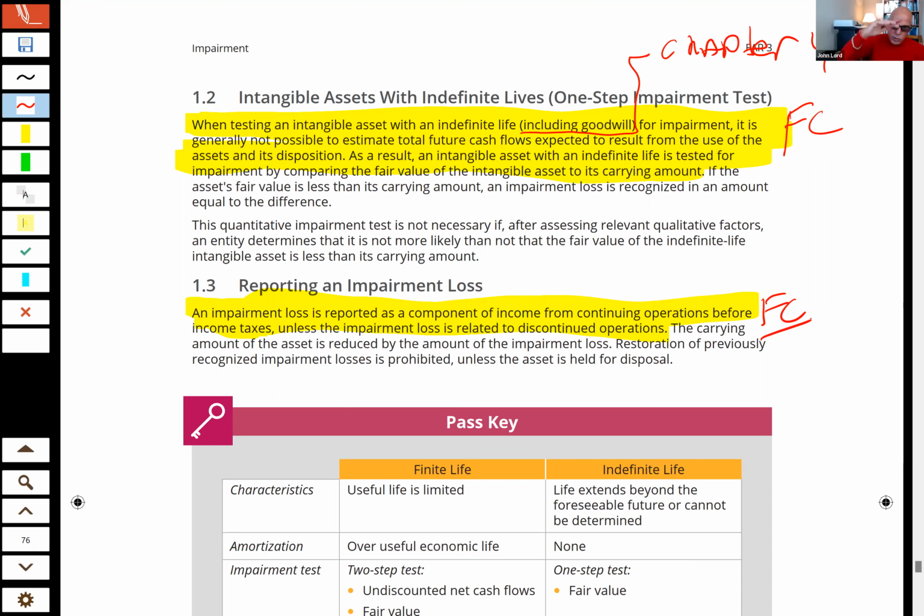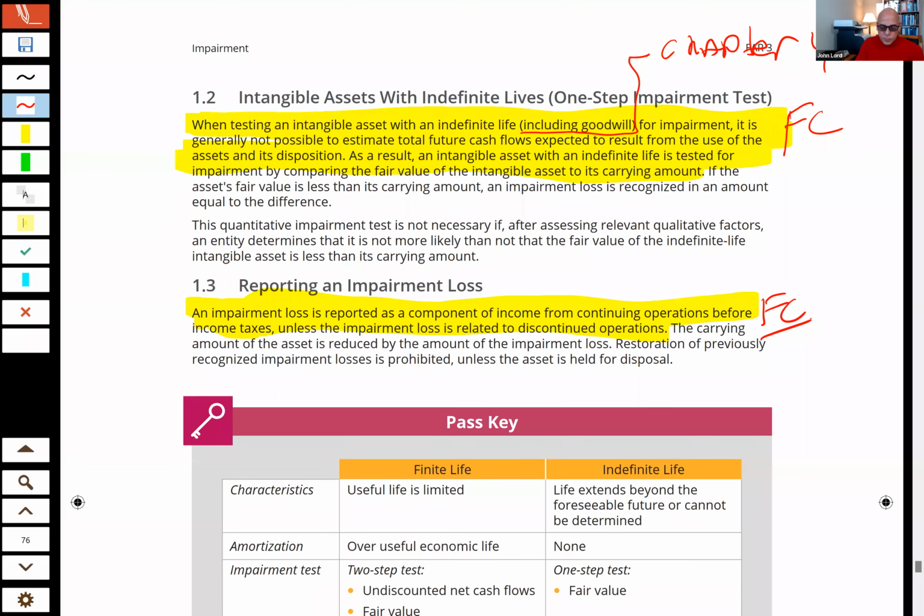So the loss on equipment that is being held for disposal, that you're planning to dispose of, still would be reported as part of continuing operations. It's only when you're getting rid of the entire segment that it goes down to the discontinued operations.